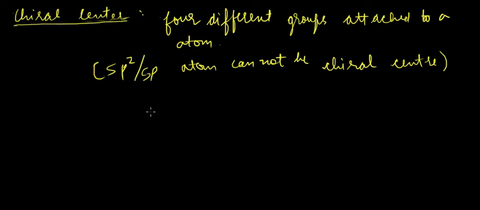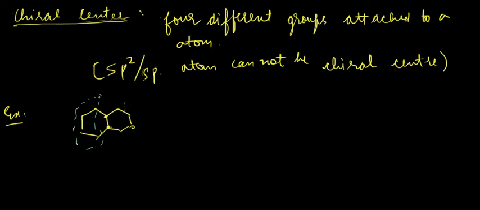So now let's have a look at some of the examples and determine whether they are chiral center or not. So let's have a look at examples. We have this and this. Okay. And let's have a look at how many chiral centers this compound has. So if you look at this carbon and this carbon, because the rest of the four carbons are not chiral centers, because all of them have two substituted hydrogen atoms.